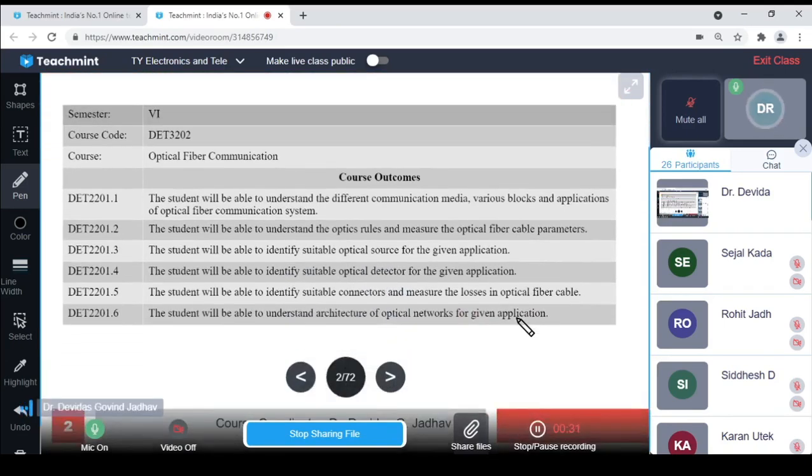Optical fiber communication course outcomes are: the students will be able to understand the different communication media, various blocks and applications of optical fiber communication system. The students will be able to understand the optics rules and measure the optical fiber cable parameters.